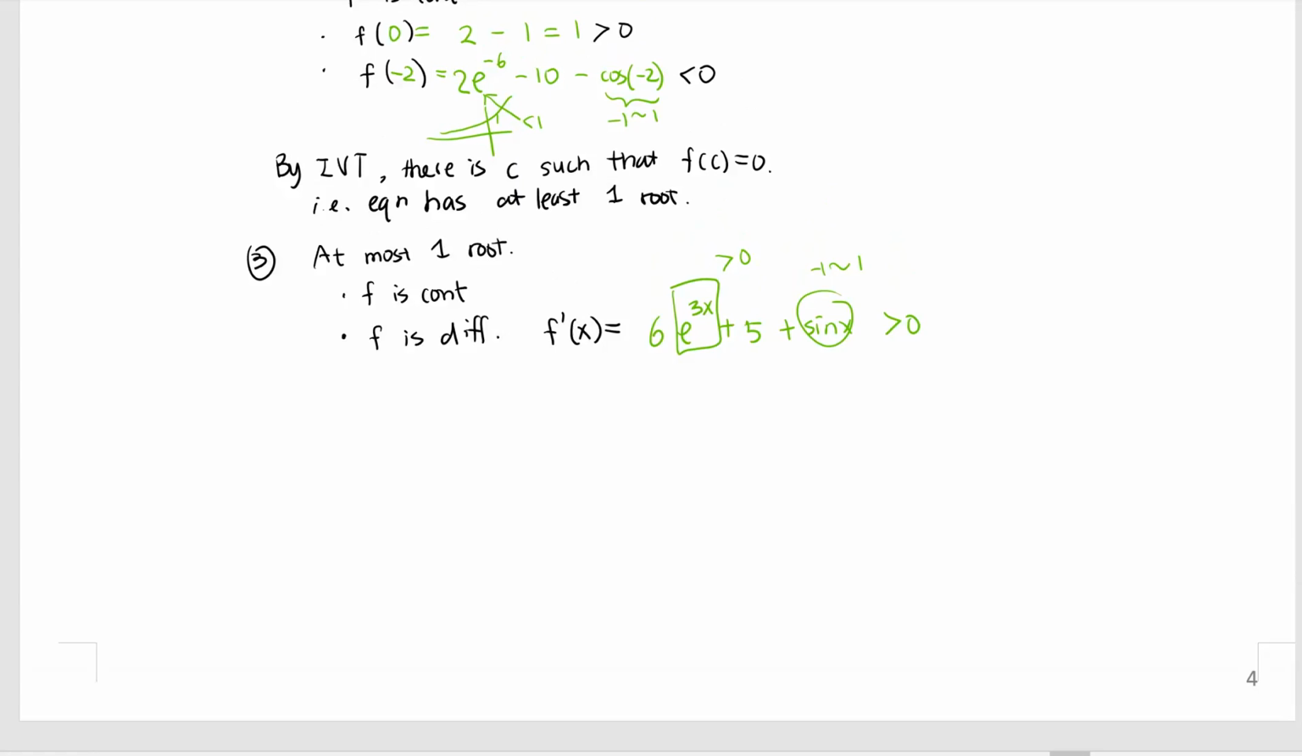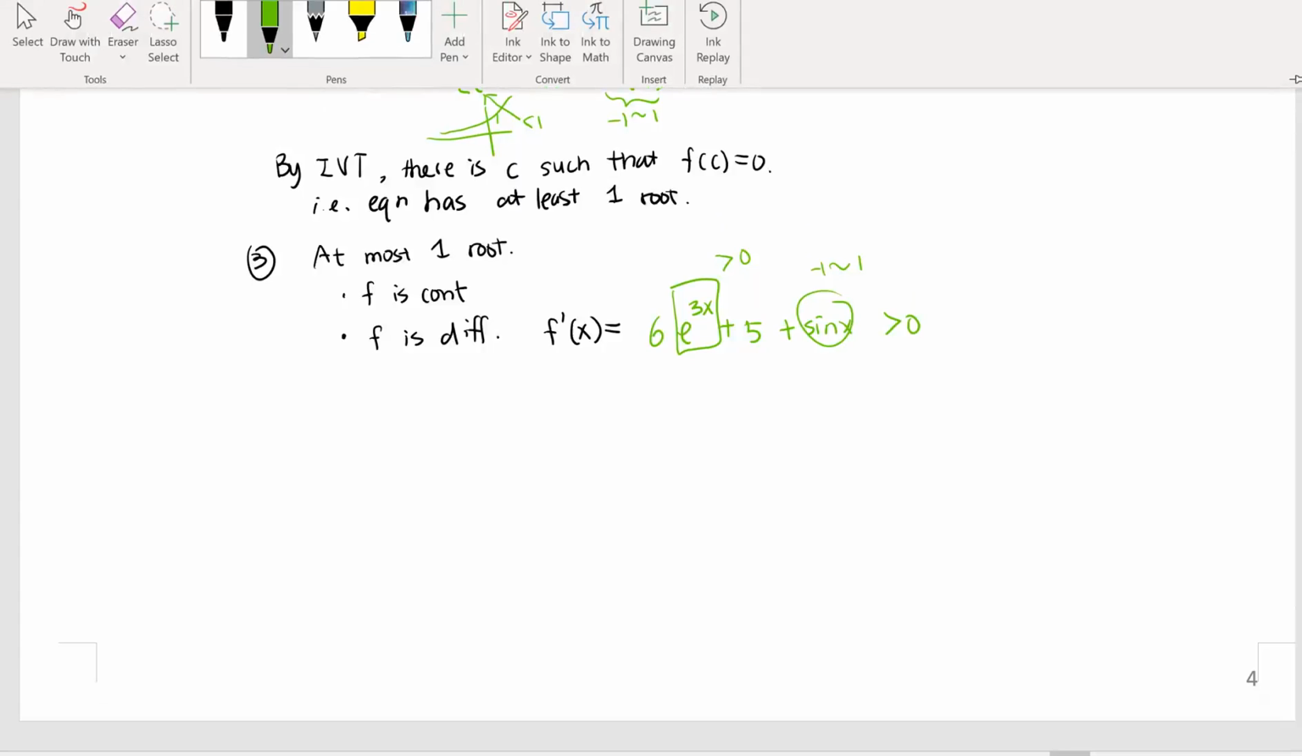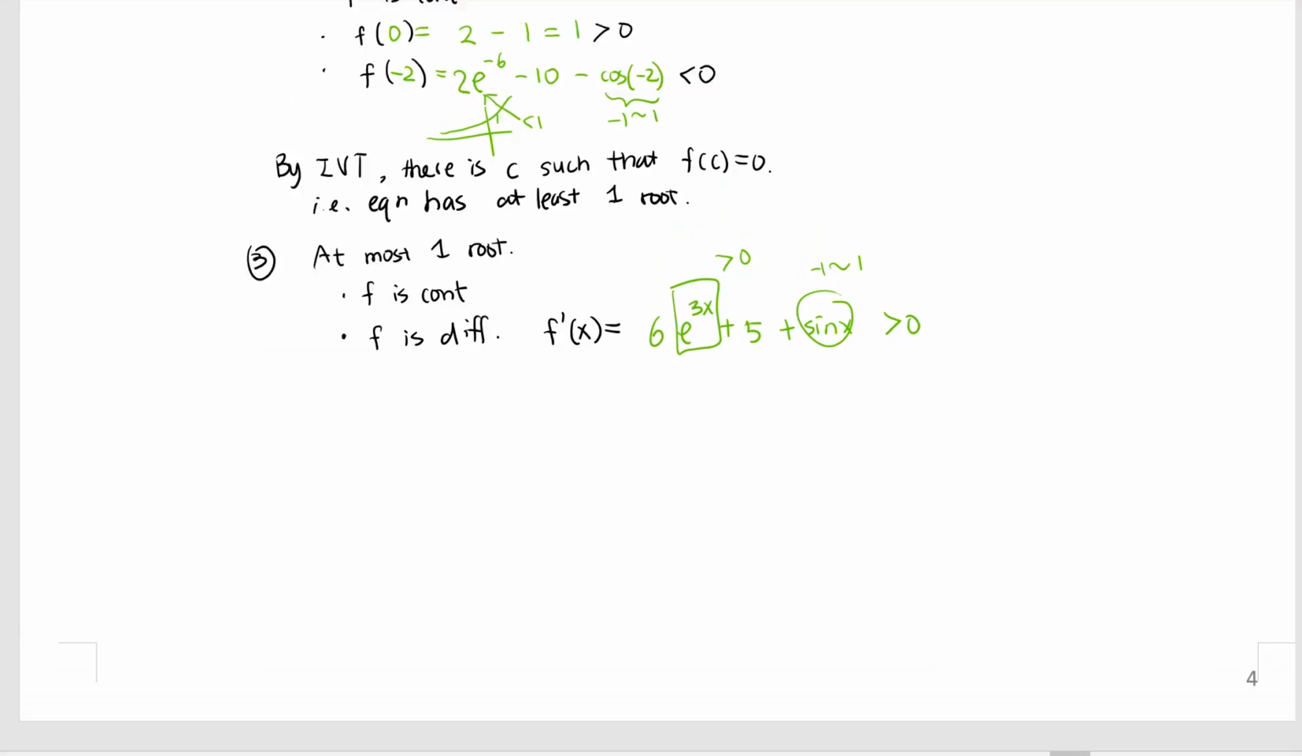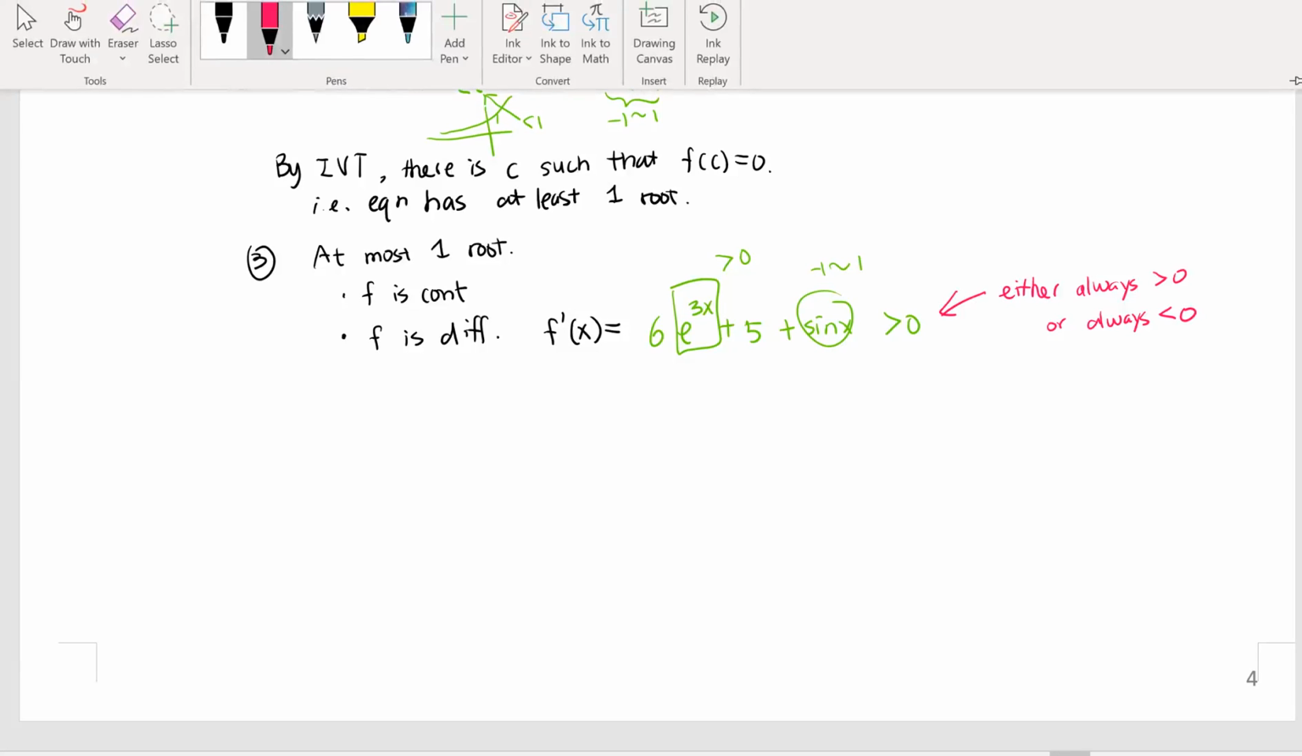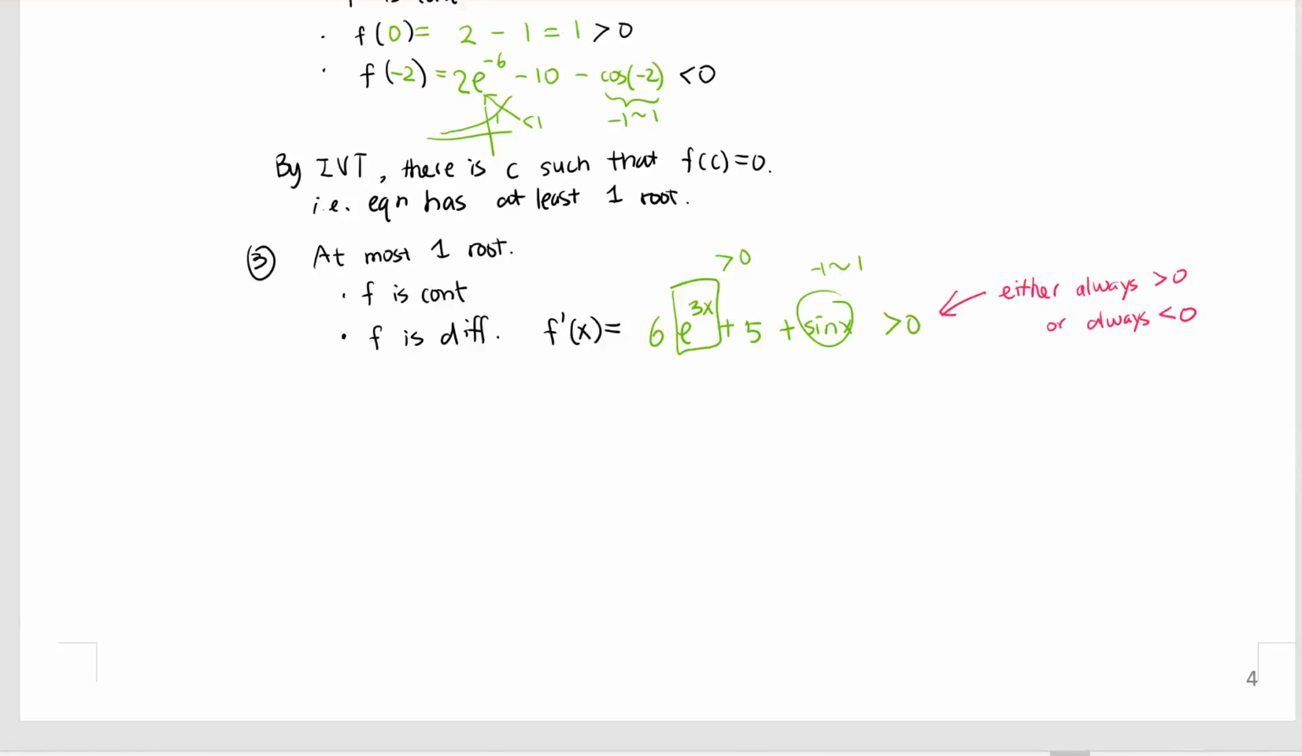So you either get always positive or always negative. That's always the case, because later on we want to show we have a contradiction to f prime of c equals 0 for some c. So in order to get a contradiction, you get either always positive or always negative. All right, so proof by contradiction.